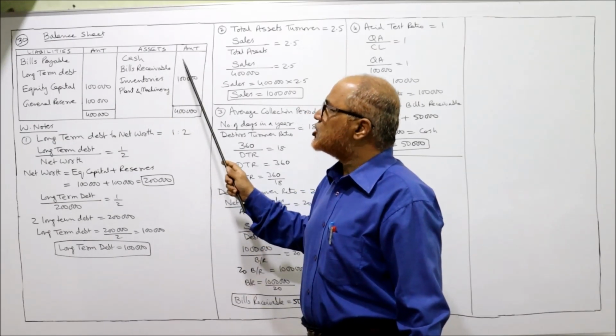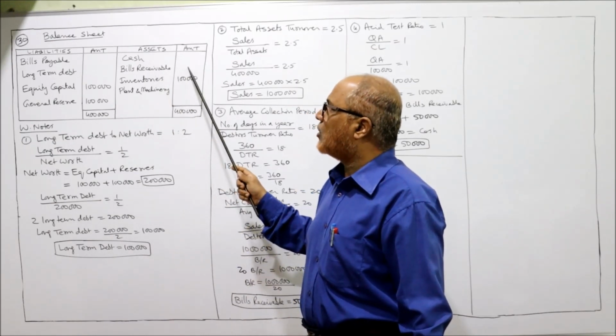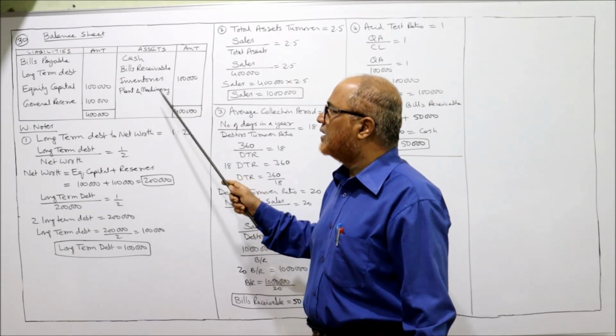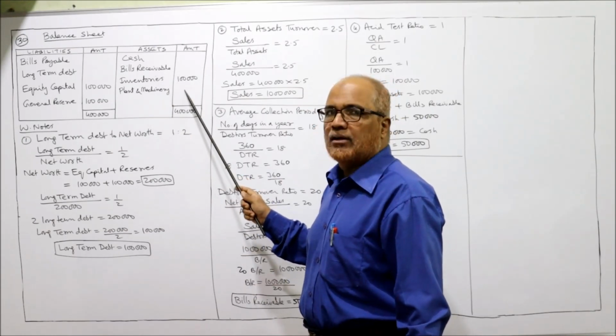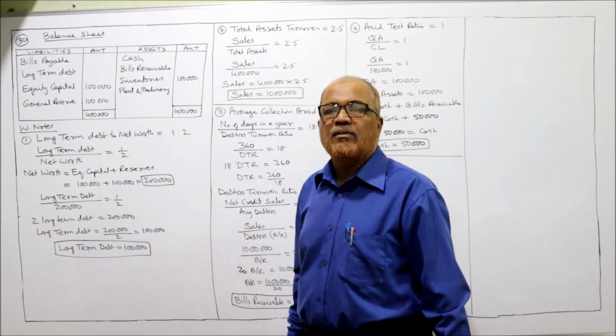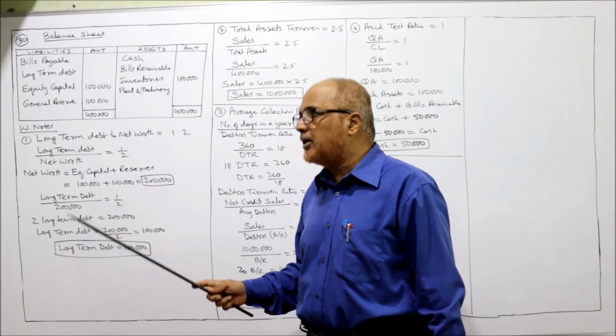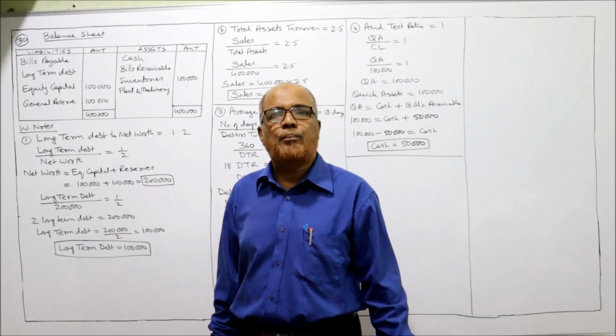Now asset side, cash amount is not given. Bills receivable not given. Inventories are given, 1 lakh. And plant and machinery not given. So whatever amounts are not given, we have to ascertain by using the ratios given in the problem.